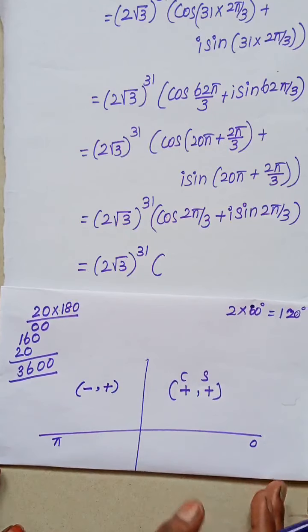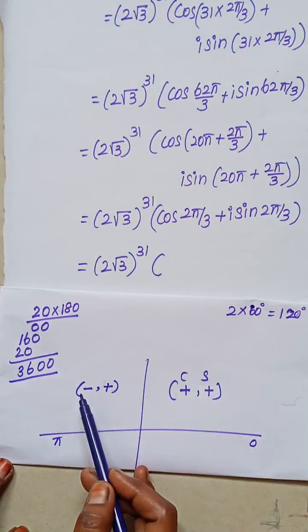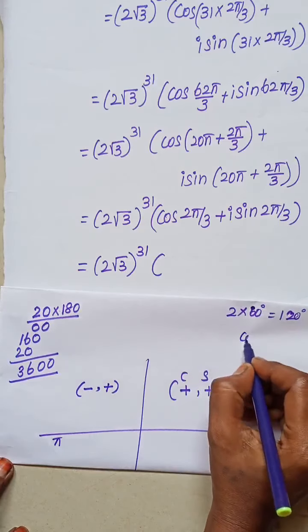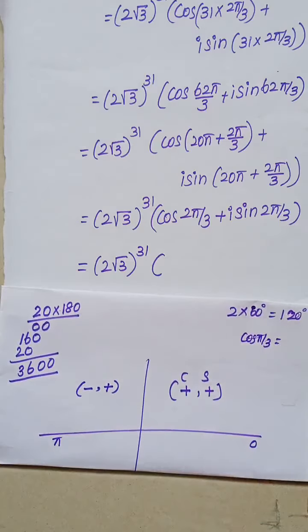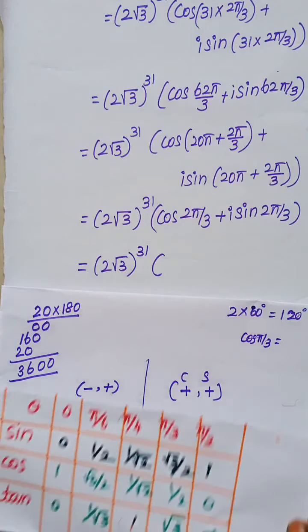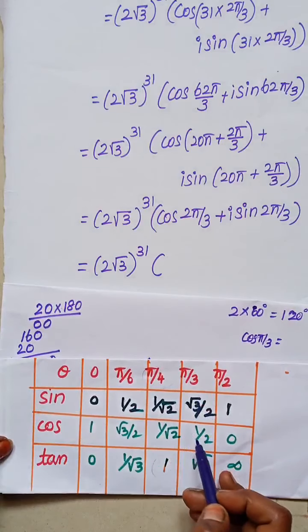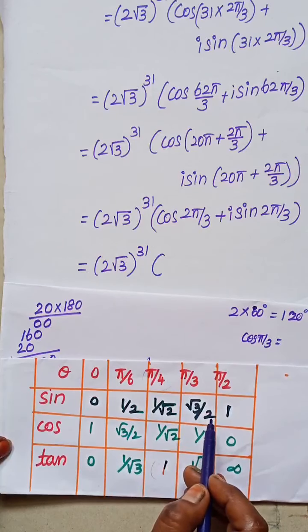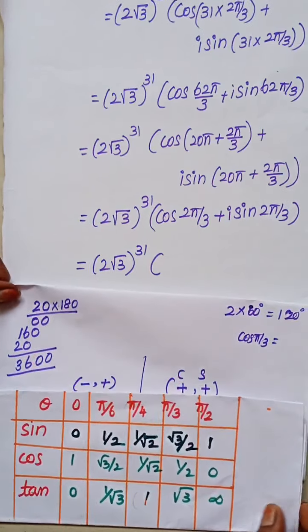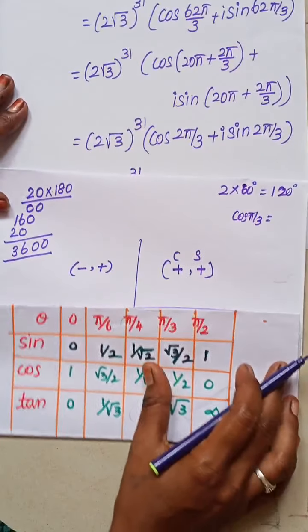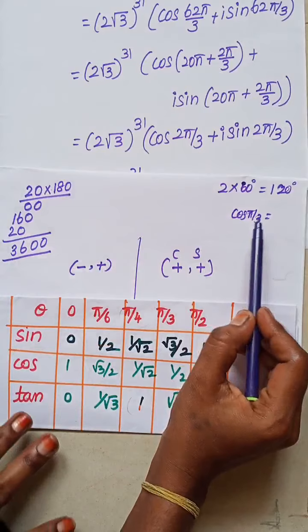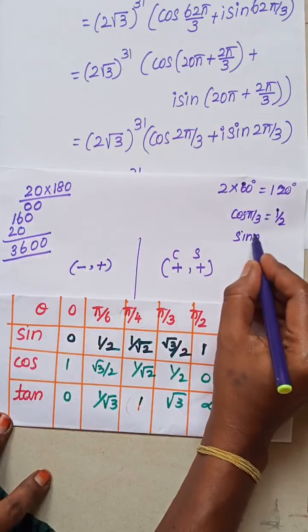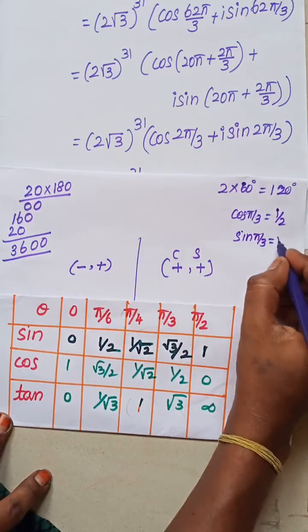Okay. So now cos 2 pi by 3 values. First find the value of cos pi by 3. See the trigonometric table. Cos pi by 3 value is 1 by 2. Sin pi by 3 value is root 3 by 2. Okay, listen carefully. Cos pi by 3 value is 1 by 2. Sin pi by 3 value is root 3 by 2.